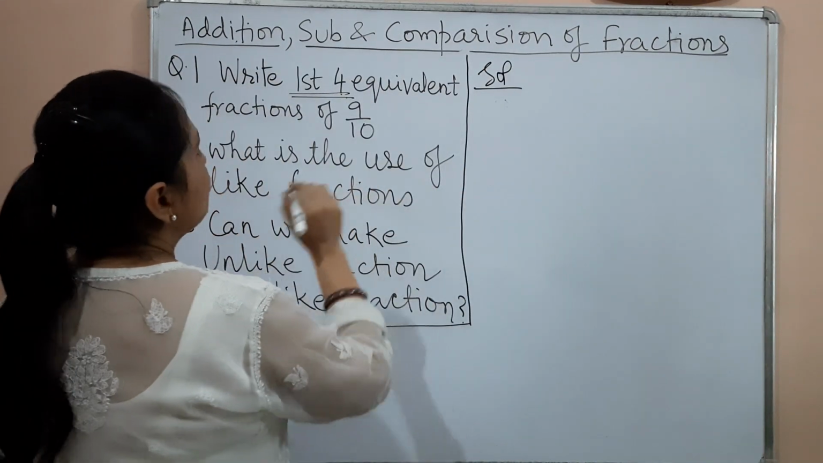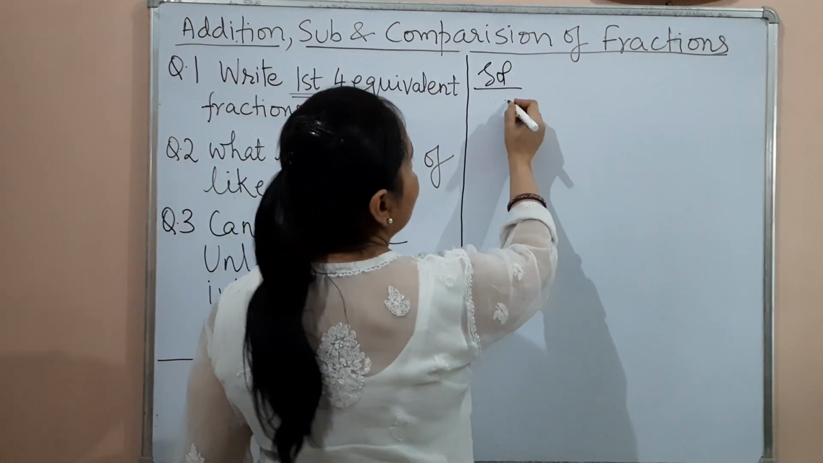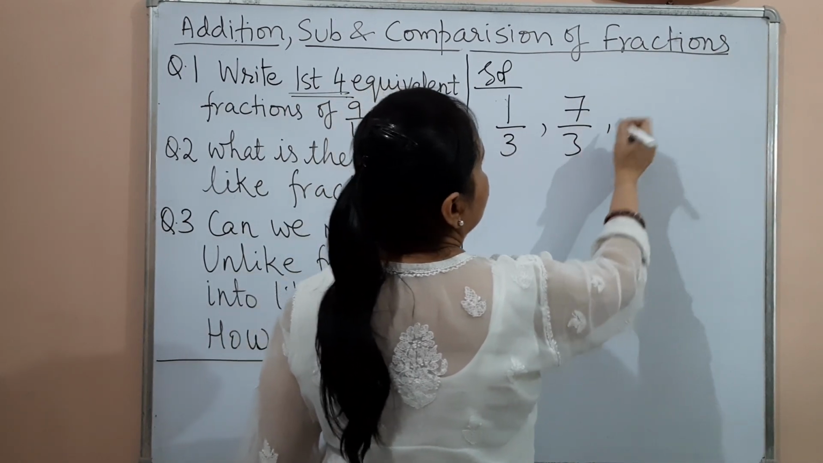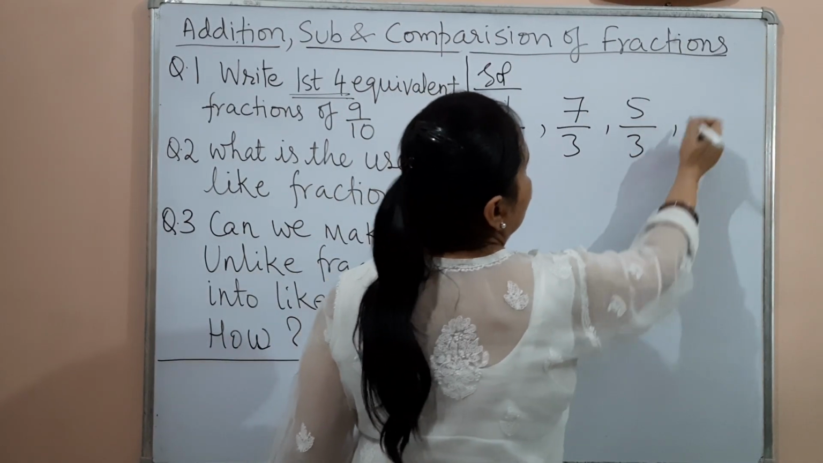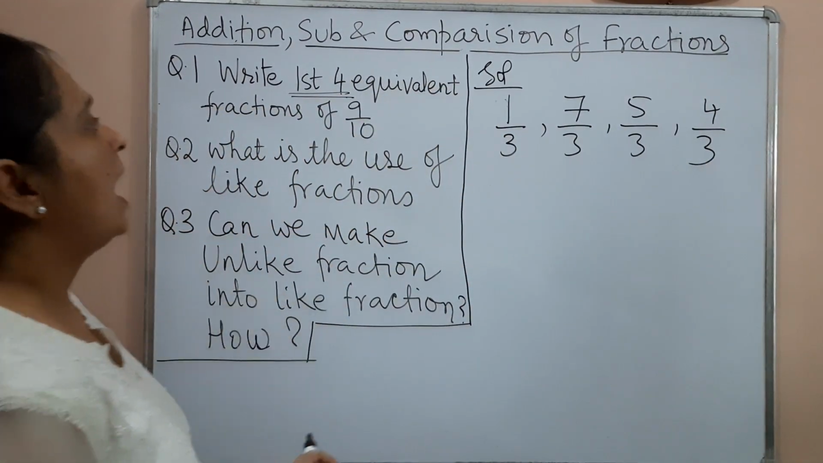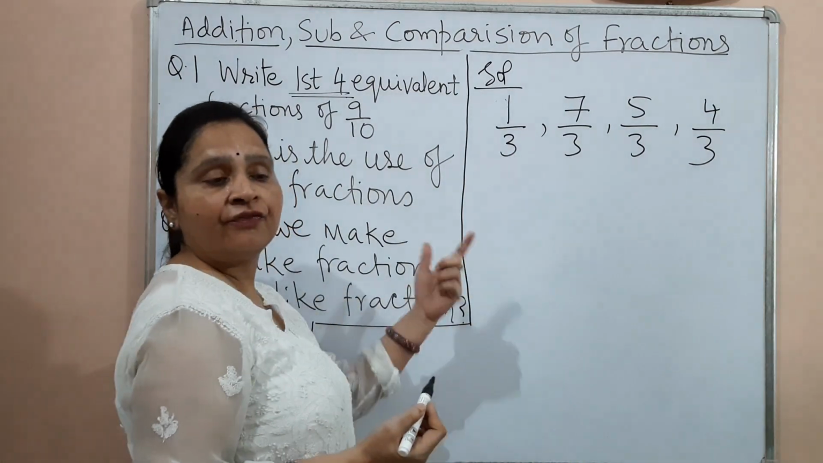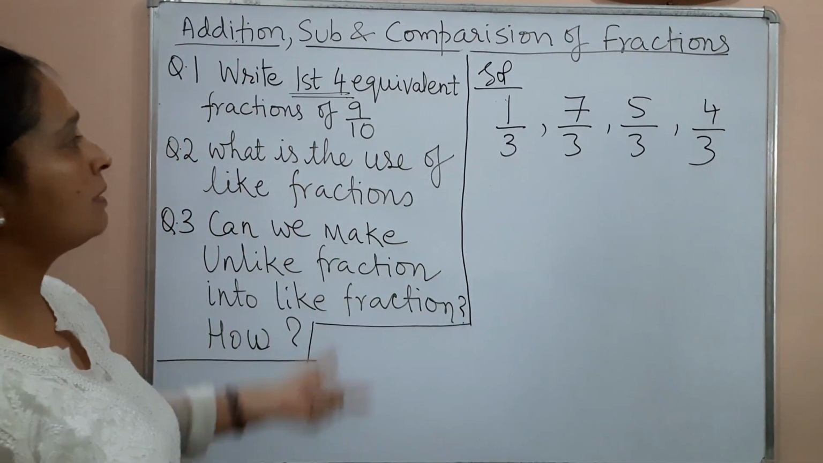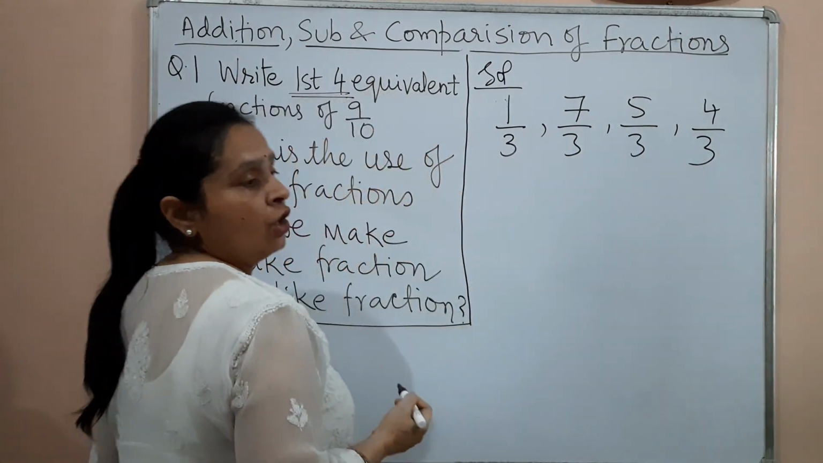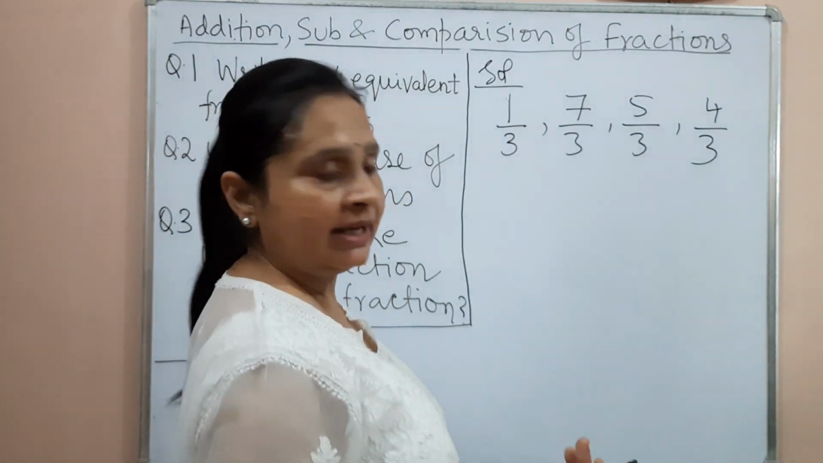Now, what is the use of like fractions? We already know that 1 upon 3, 7 upon 3, 5 upon 3, 4 upon 3, they are like fractions. And what is the use of like fractions? What is the purpose of like fractions? If we want to compare these numbers, we will be easily able to compare them.